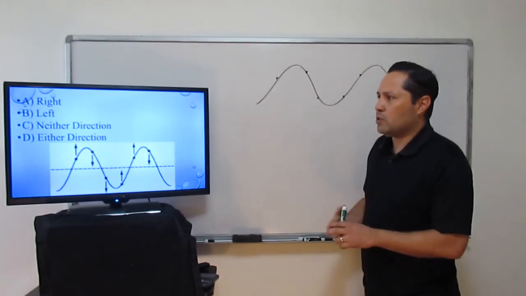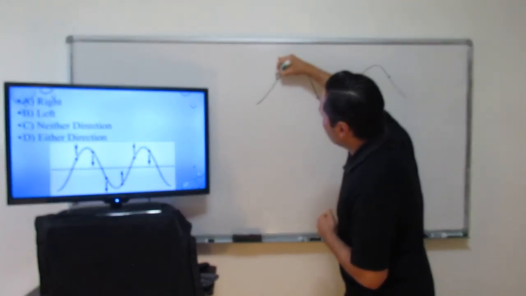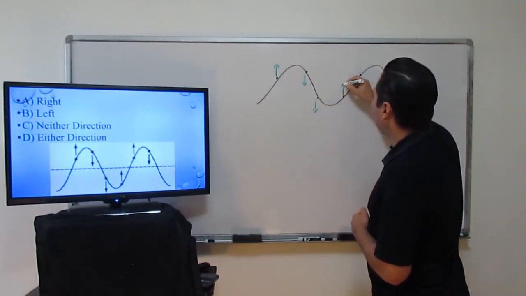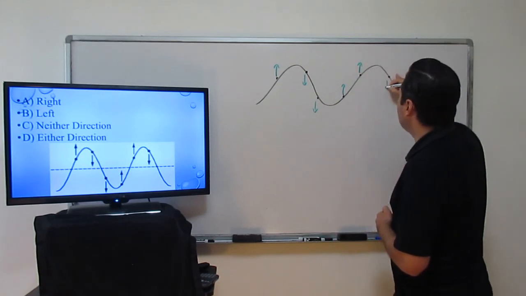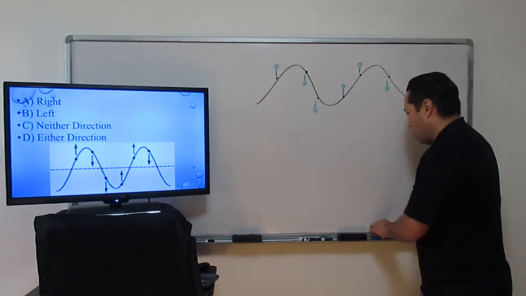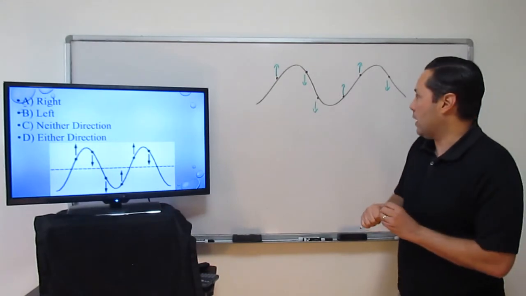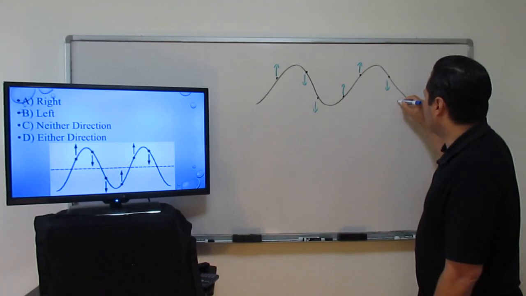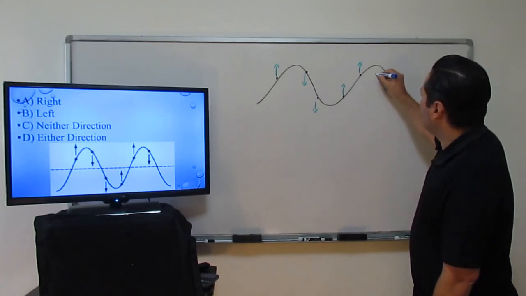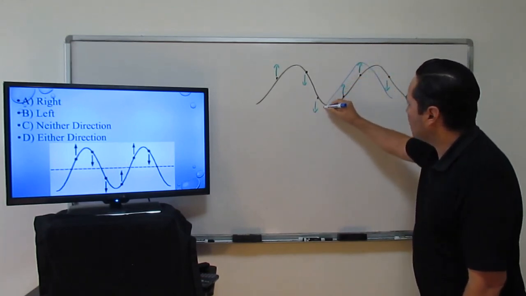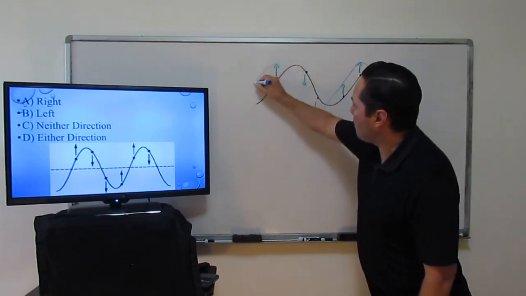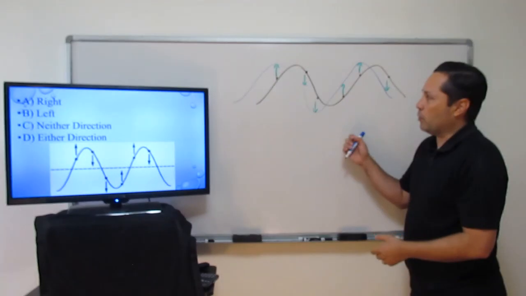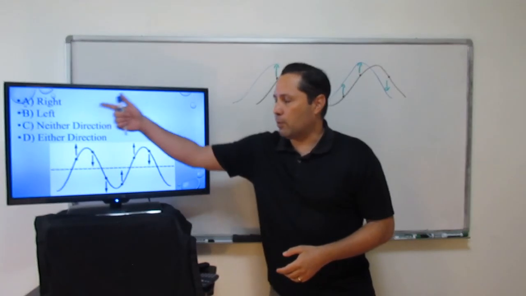Alright, so now let's take a look at the arrows. We're going to draw the arrows going up, and this one's going down, down, up, up, and down. Alright, so what we could do then to compare them is just draw another line that is more or less touching the arrowheads and matching it. So it'll look kind of like this. See, I'm touching the arrowheads. Alright, and as you can see, my blue wave is to the left of the original. So therefore, the answer will be letter B, to the left.